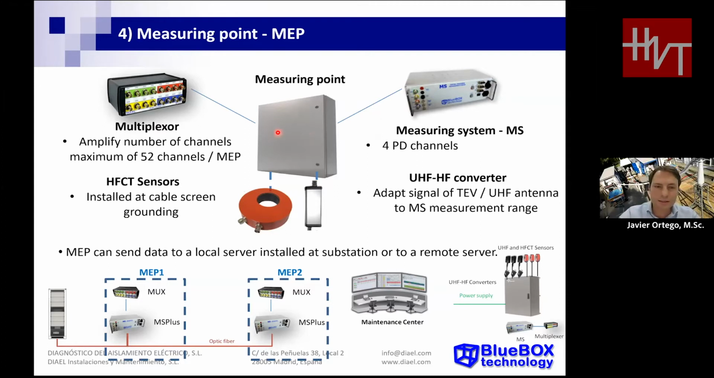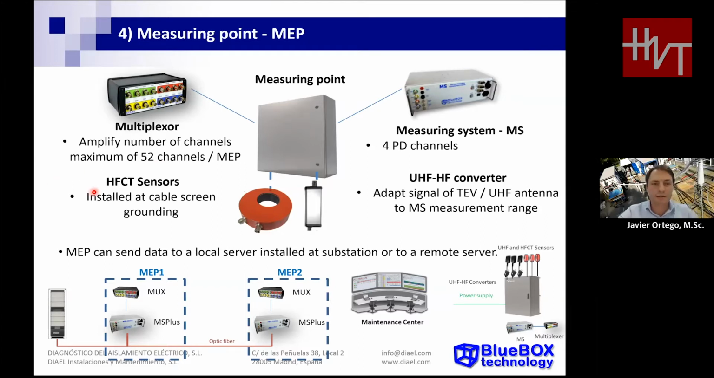And we can also increase the number of sensors to be acquired by combining the MS solution with a multiplexer. This multiplexer can increase the number of channels up to 52 channels. So we will be able to acquire PD information from 52 sensors.